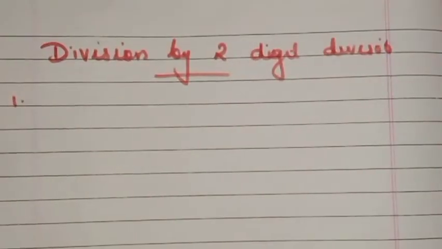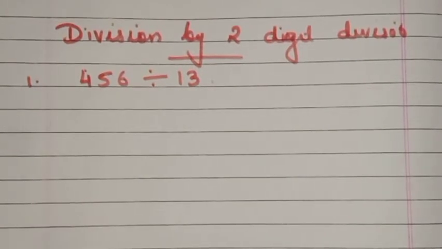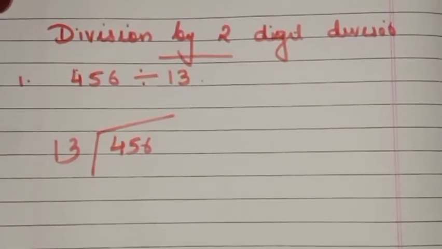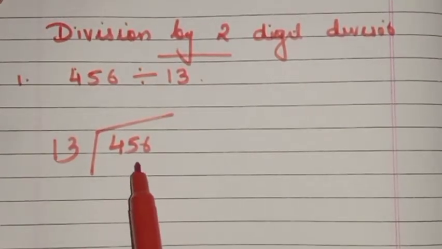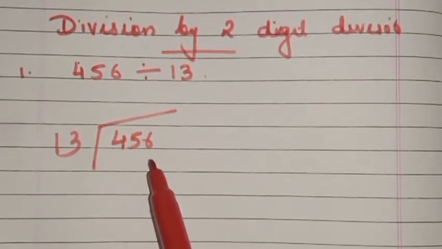We are going to learn division by a two-digit divisor. So we can do some examples. First one, 456 divided by 13. We can write it like this: here 13 is the divisor, and 456 is the dividend.